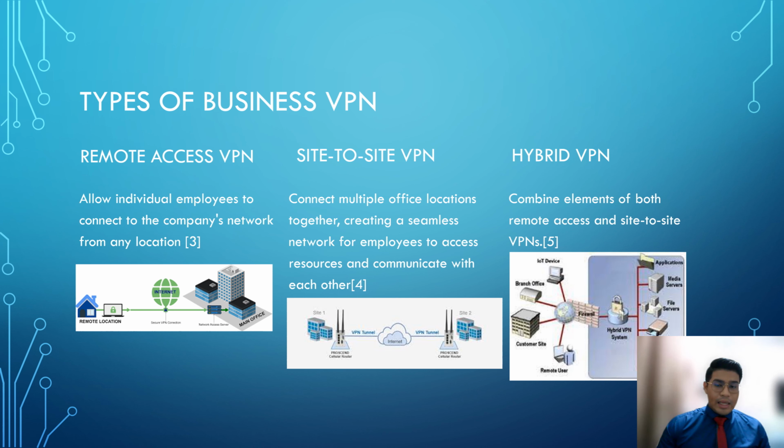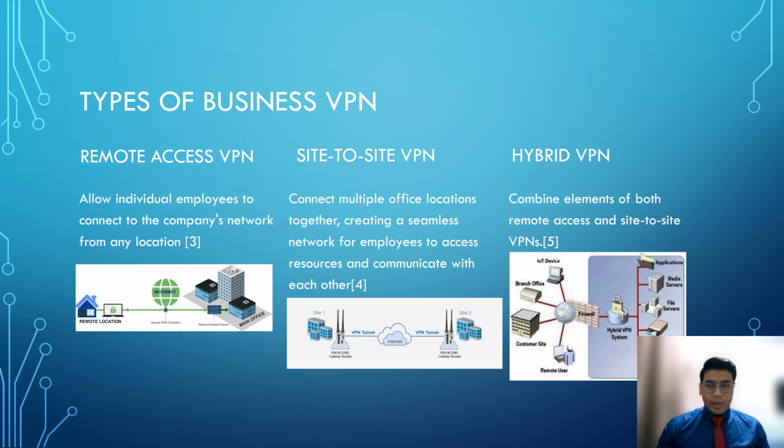For the site-to-site VPN, it connects multiple office locations together, creating a seamless network for employees to access resources and communicate with each other. This type of VPN is typically used by organizations with multiple office locations that need to connect their networks together, to share resources and collaborate with each other.